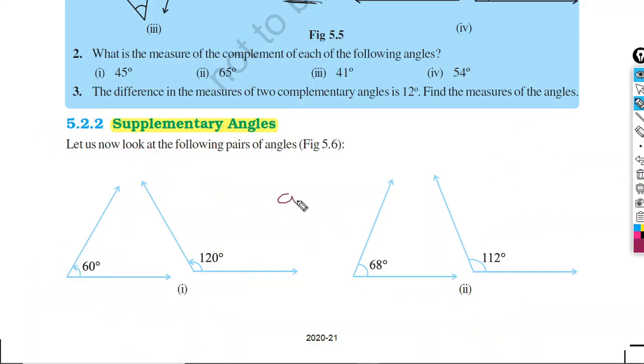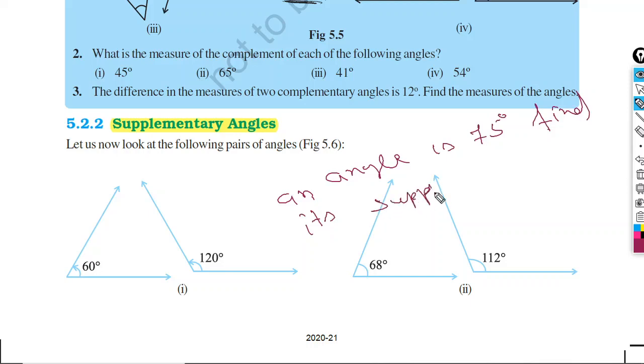Suppose an angle is say again 75 degree. Find its supplementary angle. Okay, so this is a question. An angle is 75 degree. Find its supplementary angle. So let's solve it.